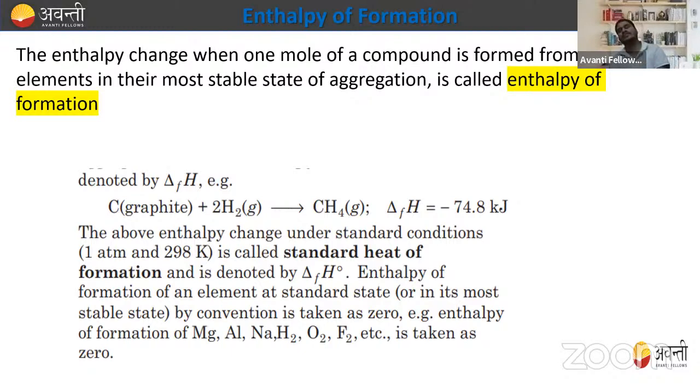So basically, what is the enthalpy of formation? As the name suggests, formation. Whenever a certain amount of compound is formed, this is known as the enthalpy of formation, right? Basically, when 1 mole of compound is formed from its elements in their most stable state of aggregation, it is called enthalpy of formation. Now, the enthalpy of formation of an element at the standard state or in the most stable state is by convention taken as zero, like the enthalpy of formation of magnesium, aluminum, H2, O2, F2 is taken as 0. So just remember this thing.